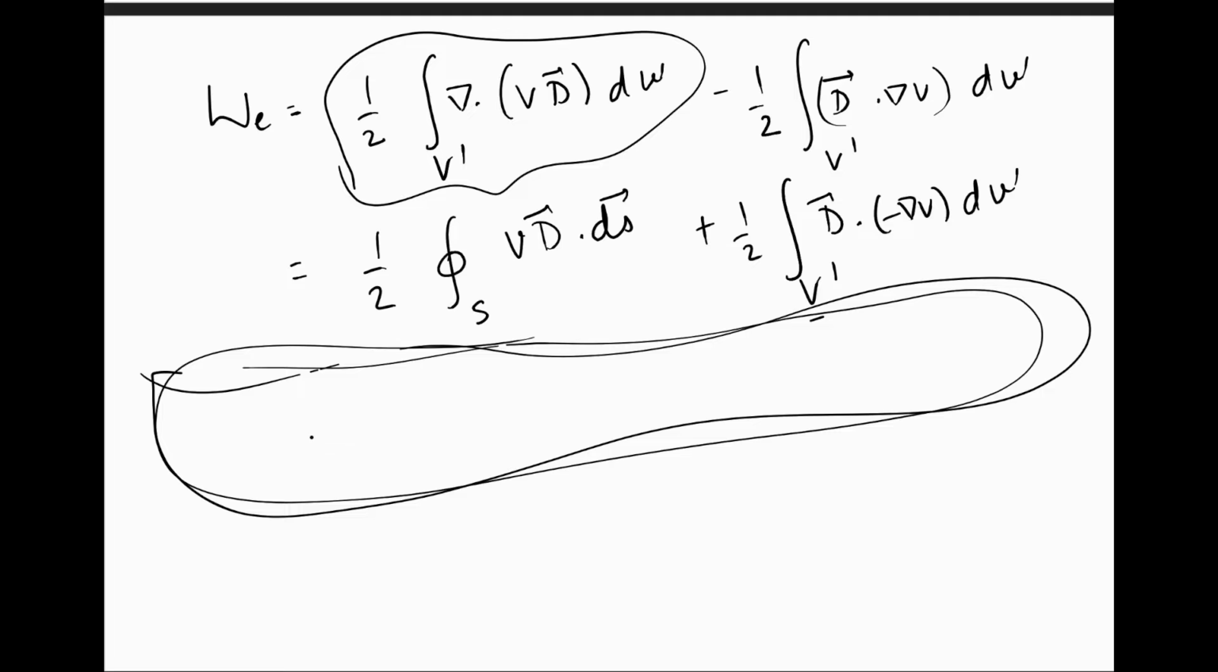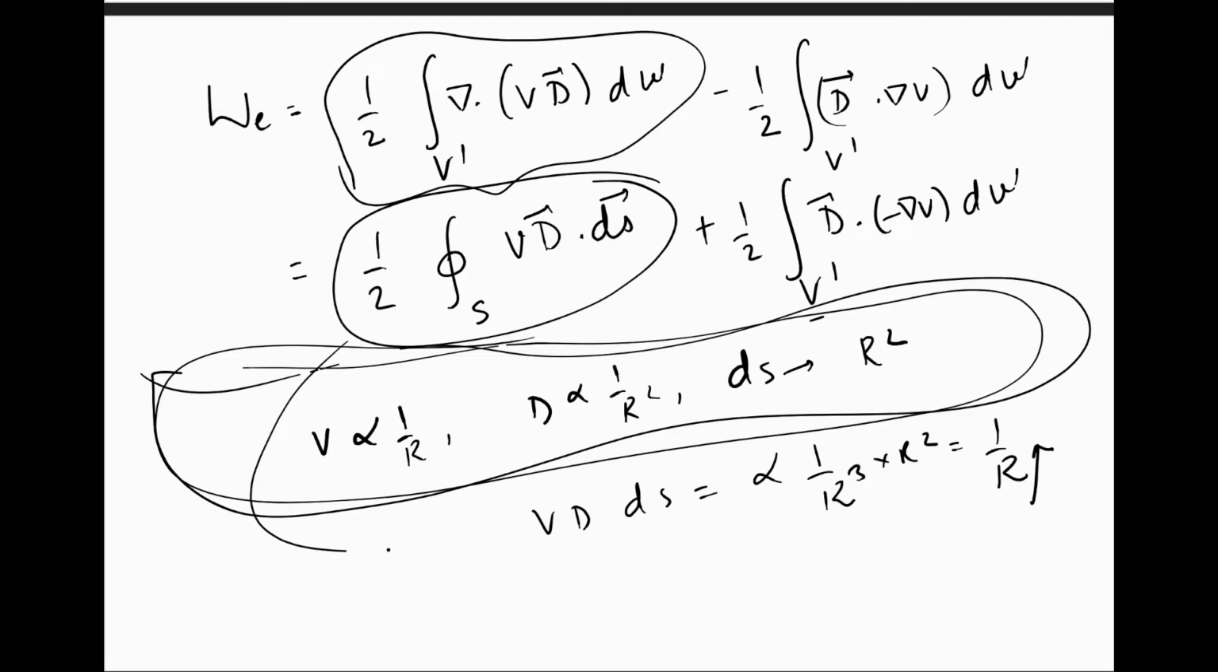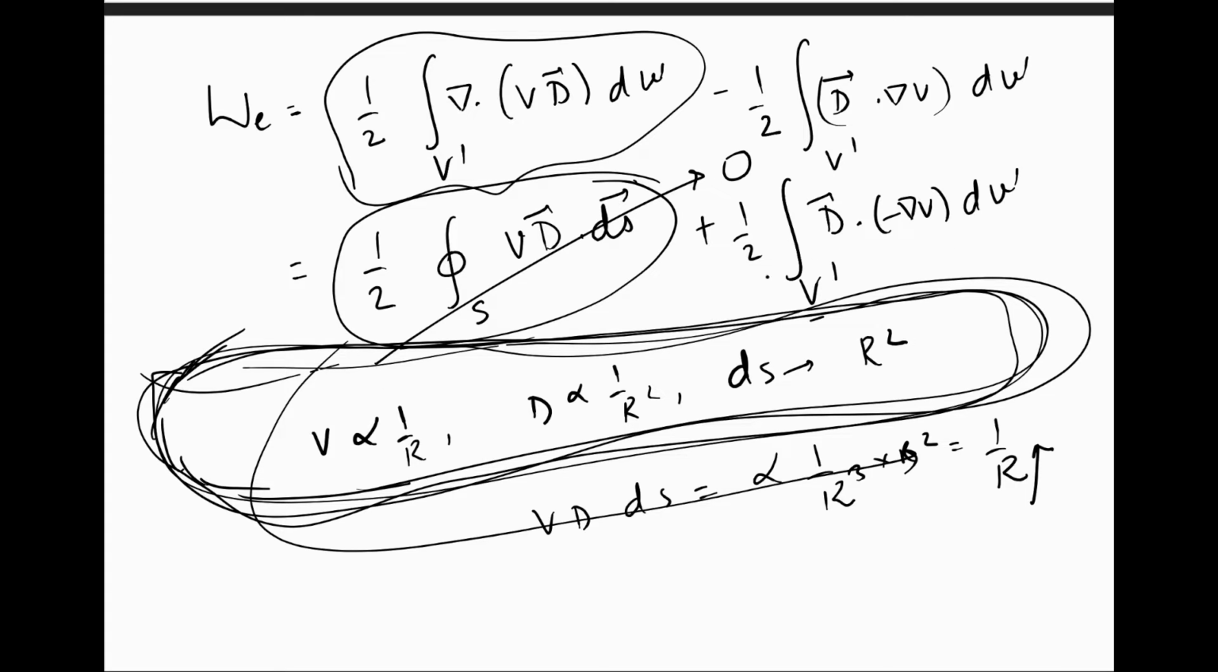So you see that V varies with respect to 1 by R, and D varies with respect to 1 by R square, and ds varies with respect to R square. So VD ds will vary at least with respect to 1 by R cube into R square, that is 1 by R. So when this R tends to infinity, this surface integral will go to 0, because we want to just evaluate it on the surface. So on this surface this integral will be 0. So only thing remaining will be this integral inside this whole volume.